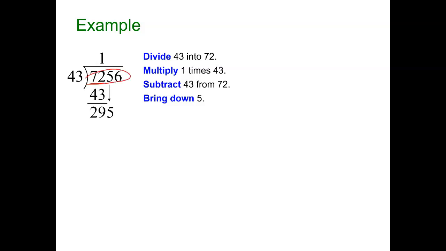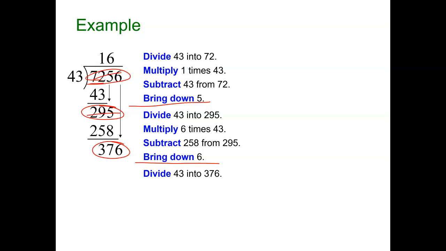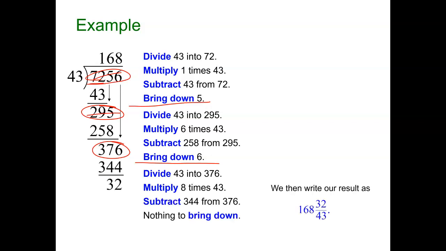But instead of worrying about this number, now I'm worried about this number. How many times does 43 go into 295? It goes in 6 times. I multiply, and I get 258, and then I subtract to get what's left over. I bring down the 6, and then I repeat the process again. Now I'm worried about this one. How many times does 43 go into 376? 8 times. Multiply, subtract, and then there's nothing to bring down, so I'm done.